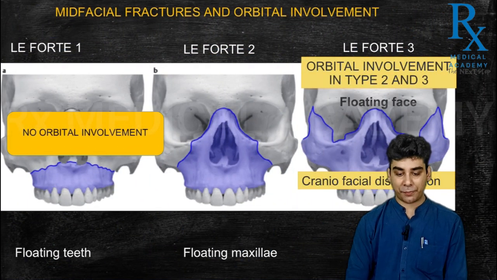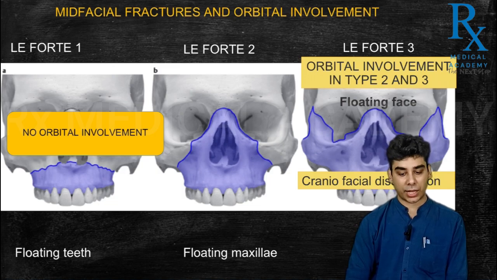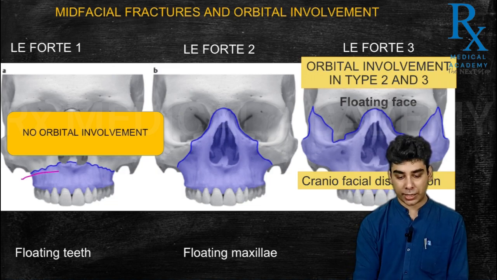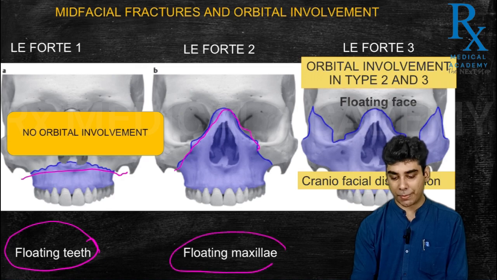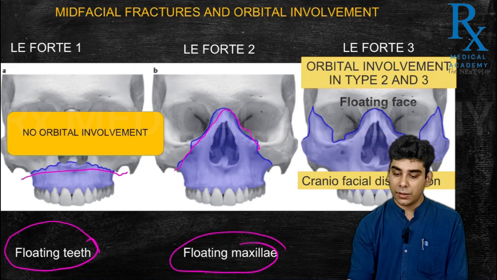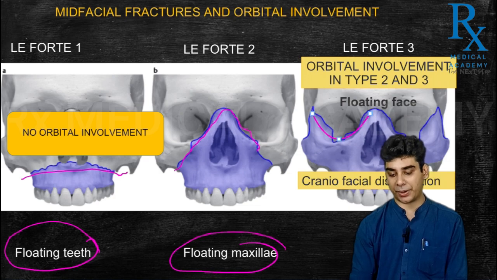So this is a diagrammatic representation to show कि Le Fort fracture में होता क्या है. Le Fort 1 फ्रैक्चर जो होता है ये हमारे गम लाइन के ऊपर होता है. इसमें हमारे टीथ डिसोशिएट हो जाते हैं, तो इसलिए you have floating teeth. Le Fort 2 जो होता है वो हमारा मैक्सिला भी इन्वॉल्व करता है और पार्ट ऑफ ऑर्बिट, because of which we have a floating maxilla. And Le Fort 3 जो होता है इसमें हमारा ऑर्बिट का मीडियल वॉल, फ्लोर और लेटरल वॉल हो जाती हैं, and we have a floating face like impression.